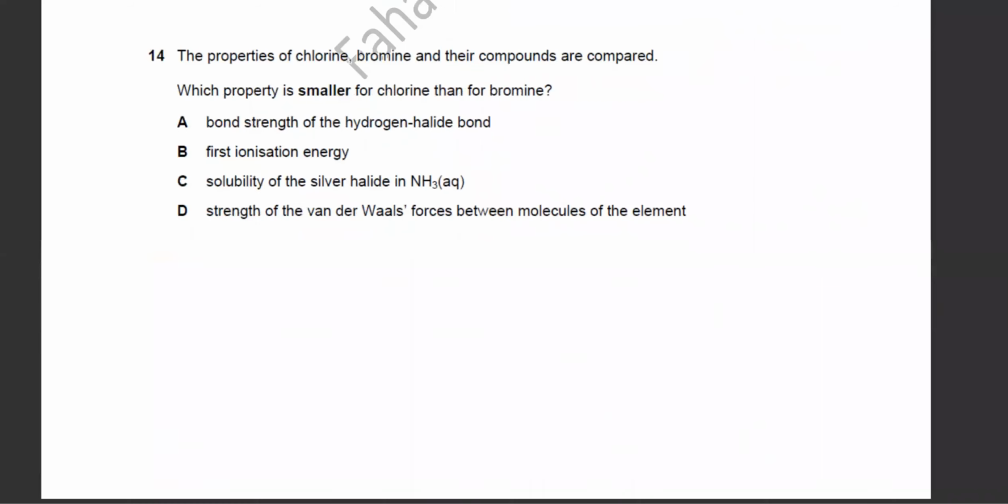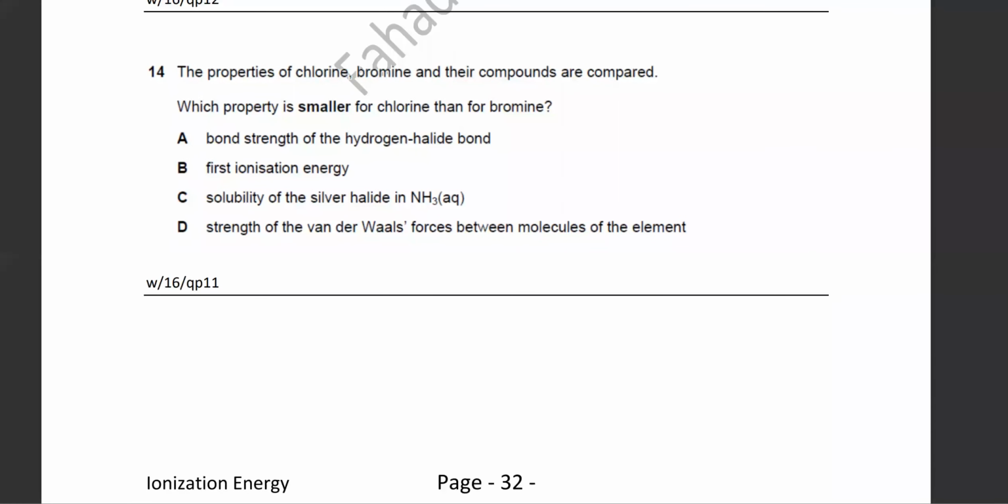Then you have the properties of chlorine, bromine, and their compounds being compared. You've got chlorine and you've got bromine, so we'll just talk about ionization energy. What happens to the ionization energy down the group? Does it increase or decrease?